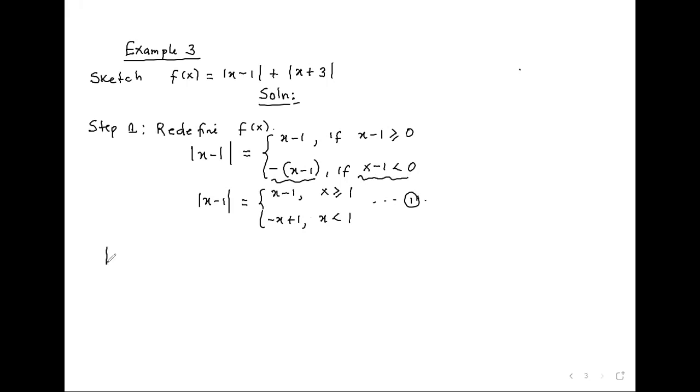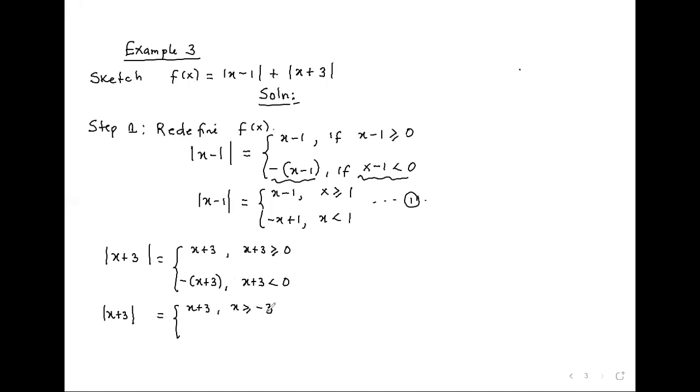The second one is the modulus of x plus 3 outside the modulus is the same thing as x plus 3, provided x plus 3 is greater or equal to 0. It is negative x plus 3, provided x plus 3 is less than 0. So that x plus 3 becomes x plus 3 when x is greater or equal to negative 3, and negative x minus 3 when x is less than negative 3. Look at f. f is the sum of these two pieces.